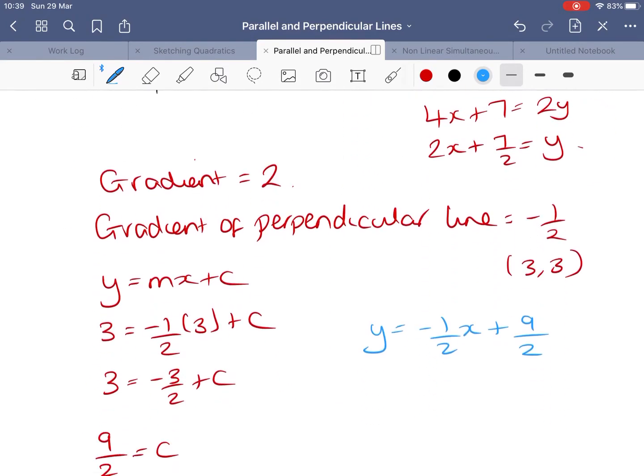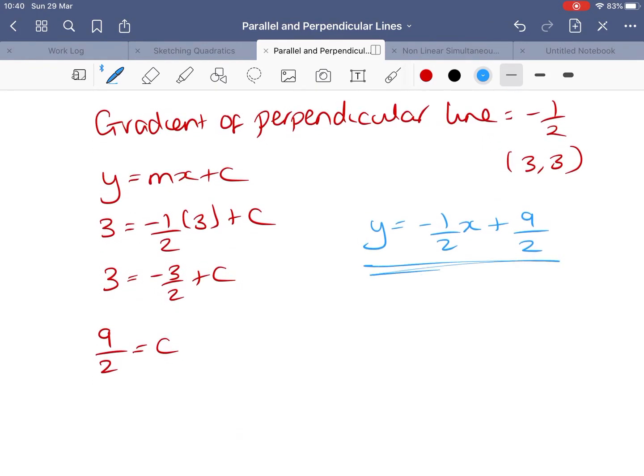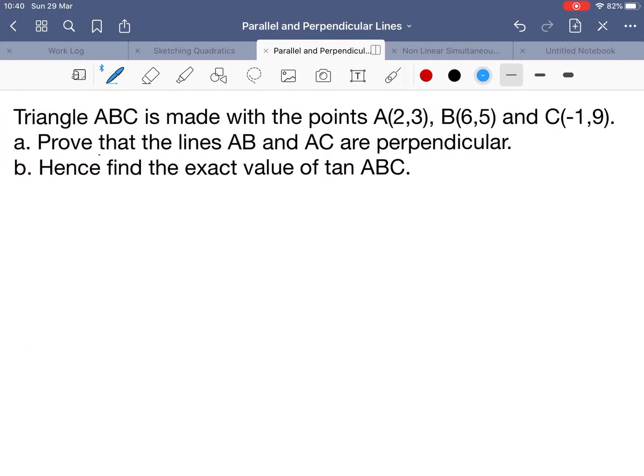Question doesn't ask for it in any particular form, so if I want to, I can leave it like that. If it did say in the form ax plus by plus c equals 0, I'd multiply by 2 and then I would get everything onto one side of the equation. Right, so let's have a look at the third question.